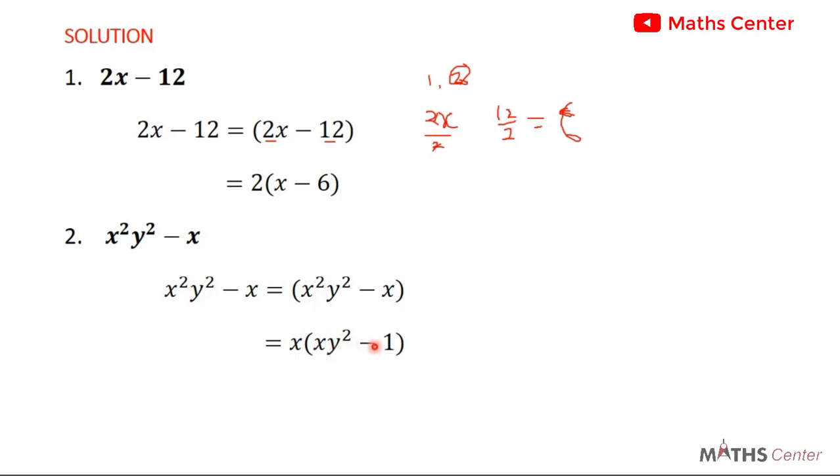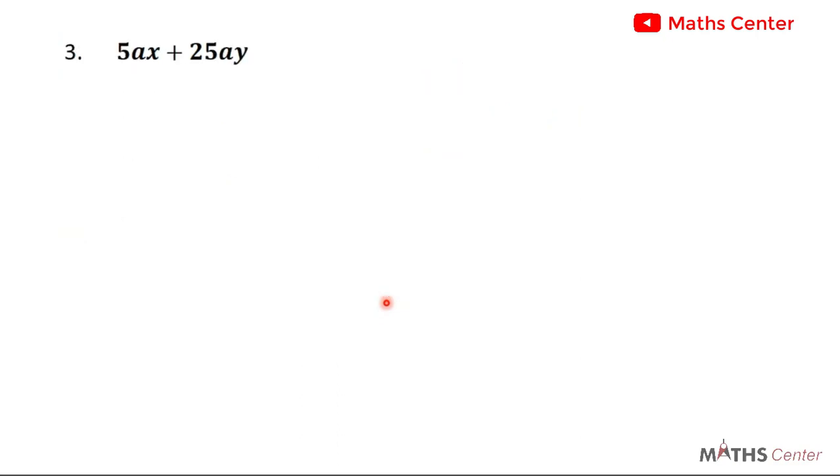Then you bring your subtraction sign. Now what used to be here was x. This time the common factor is x, so you divide x by x and you are going to get 1. So you get x into bracket xy squared minus 1. Now if you try multiplying it back, you will see that x times xy squared will give us x squared y squared. Then x times minus 1 will give us minus x, as we have in the question. Let's look at the next one.